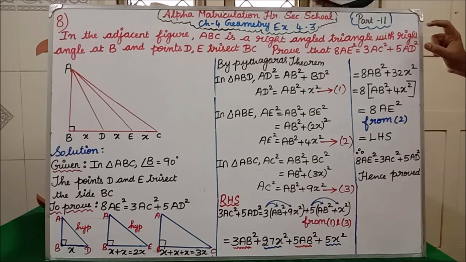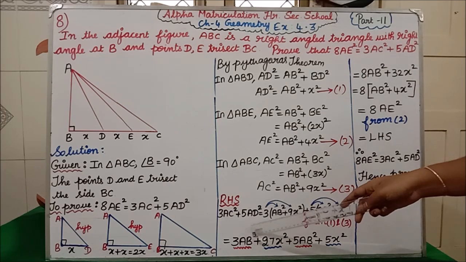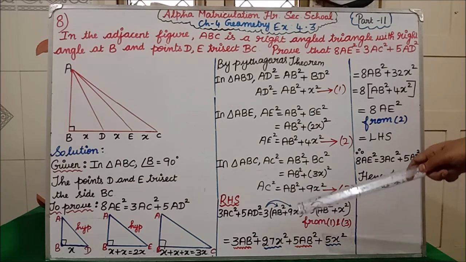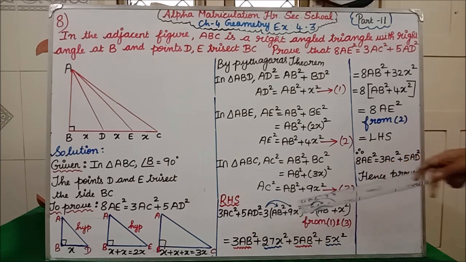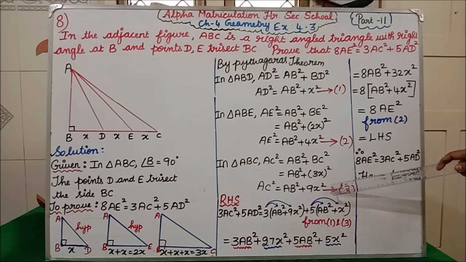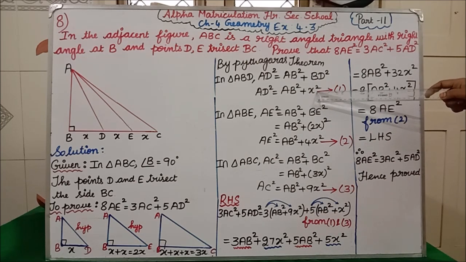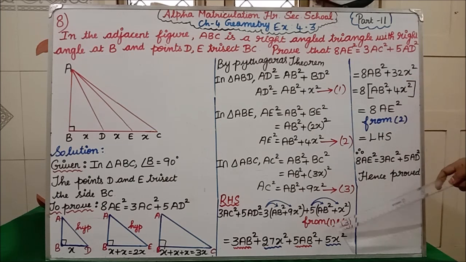I am going to say this part is equal to 8AE square. For that I am taking the RHS part. I am writing here 3AC square plus 5AD square equals 3 into AC square. Now what answer am I having? AB square plus 9x square. Substitute there. In the middle plus, here also plus. Then after 5 we are having, write that 5. What is the AD square value? AB square plus x square.